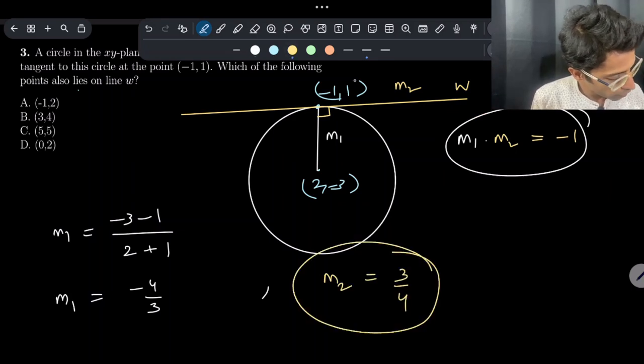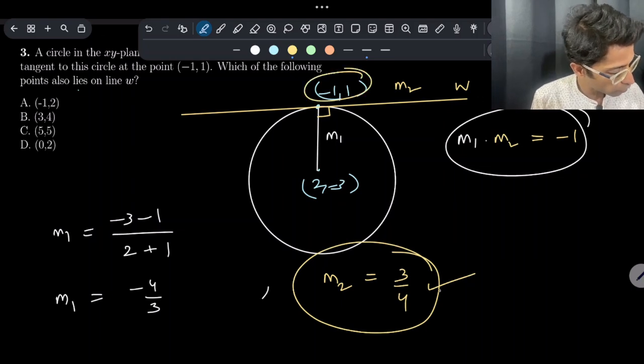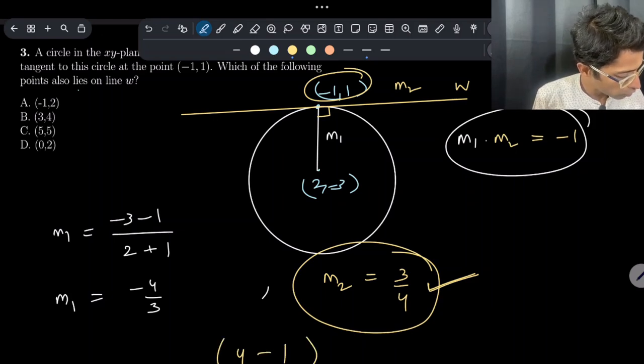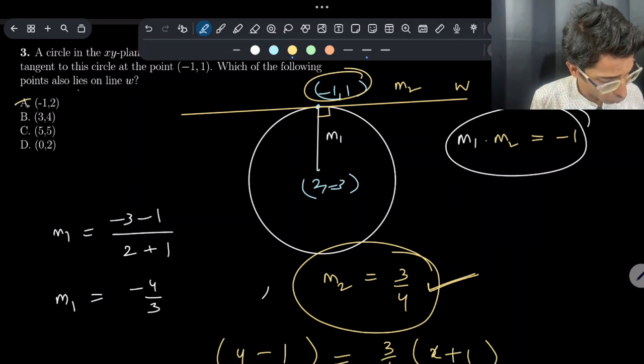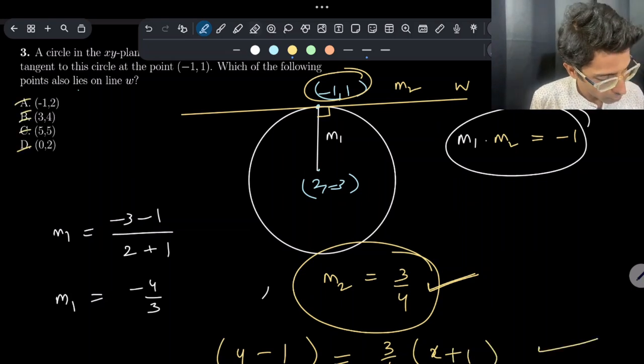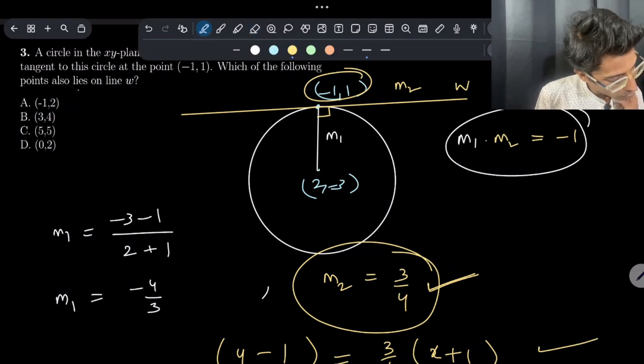I know the point on this line W, which is (-1, 1). I know the slope, so I can find the equation of line W. So y minus 1 is equal to 3 by 4 into (x plus 1). Now I need to check which of these 4 points lie on this line. So let me do that for you.